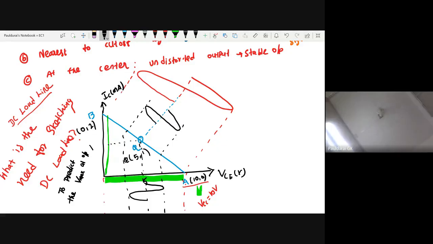See the beauty. Have I given any input? Anyone, please answer. No, sir. No, but the DC load line is giving the maximum output voltage. That is the essence of DC load line. By seeing the circuit diagram itself, it is easy to predict the maximum output voltage without giving the input voltage.